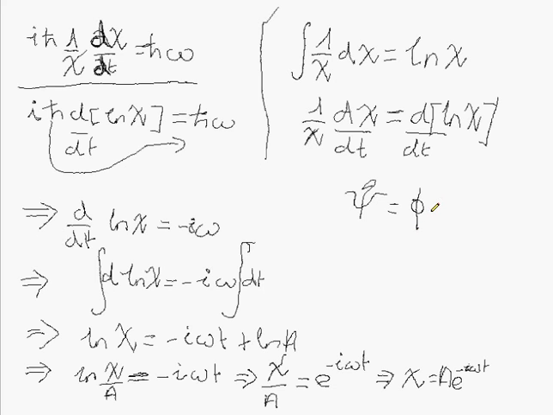phi e to the minus i omega t. Just in case you're wondering where the a has gone, we've just put it in here in phi somewhere. It doesn't particularly matter, because it's constant, we can just stick it in wherever, and it's nice and neat if we write it this way. Forget about the constant, stick it in there, phi.